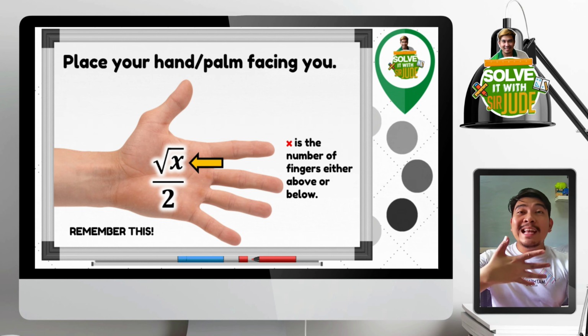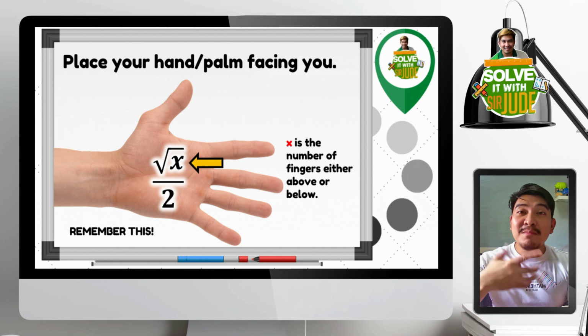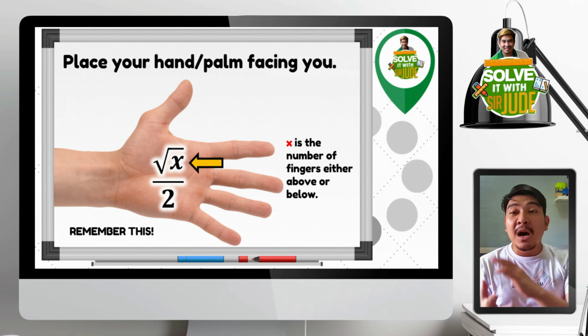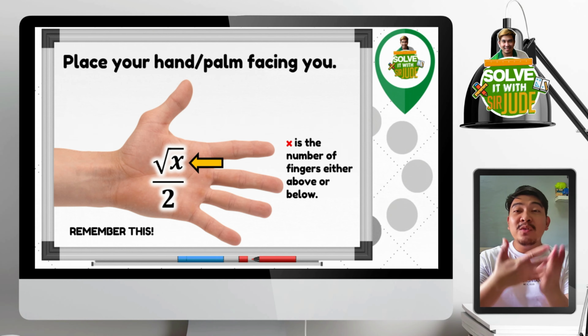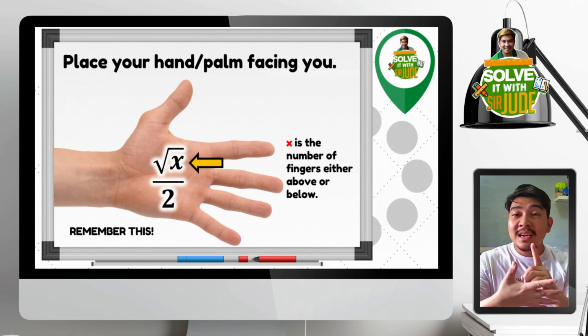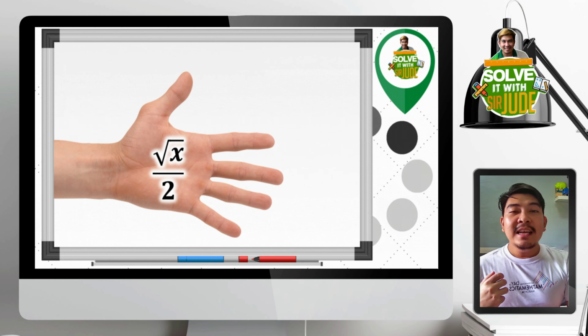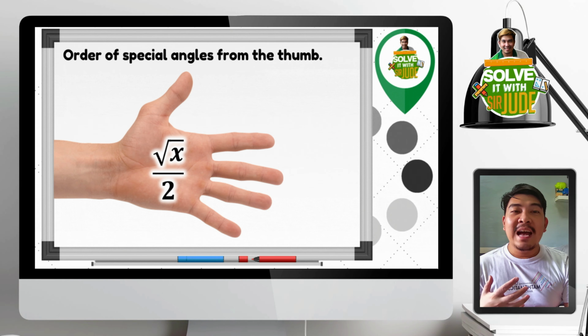And we need to take note that x inside the radical symbol is the number of fingers either above or below, because mamaya magpo-fold tayo ng mga fingers natin base sa special angle na given. Next, let us have the order of special angles.